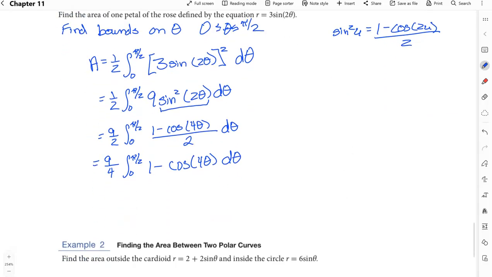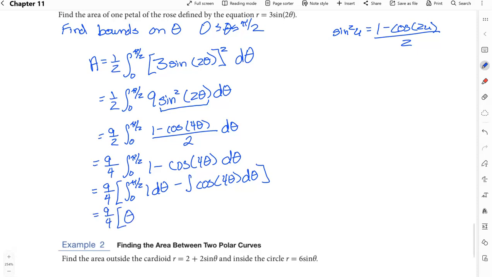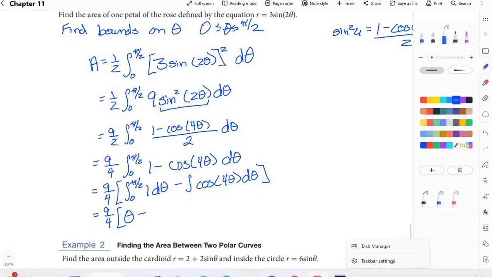So when we integrate this, we've got to think about splitting that integral into 2 pieces. We're going to integrate 1 d theta, which is pretty easy to do. And then we're going to subtract and integrate cosine of 4 theta d theta. So when I integrate 1, I'm just going to get theta. And then that second one's going to require a u substitution. So we're going to think about u being 4 theta. So the derivative of that is 4 d theta. So I need a 4. Now I'm going to compensate with a 1/4 out here.